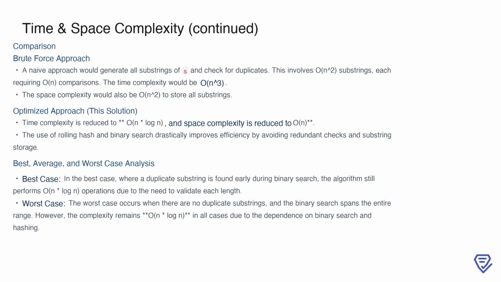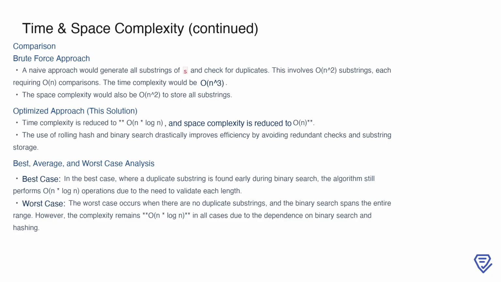To better appreciate the efficiency of this solution, let's compare it to the brute force approach. The naive method involves generating all possible substrings of the input, which results in n squared substrings. Each substring comparison takes n time, leading to a staggering time complexity of n cubed. Additionally, storing all substrings would require n squared space. In contrast, the optimized solution reduces time complexity to n log n, and space complexity to n.